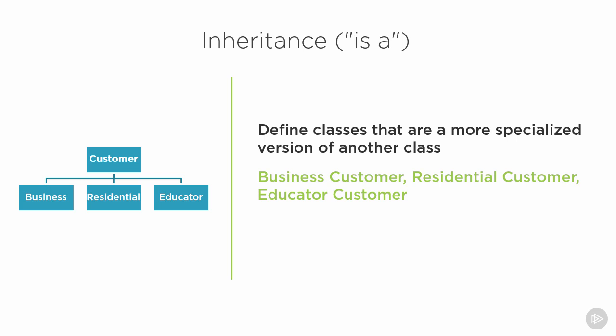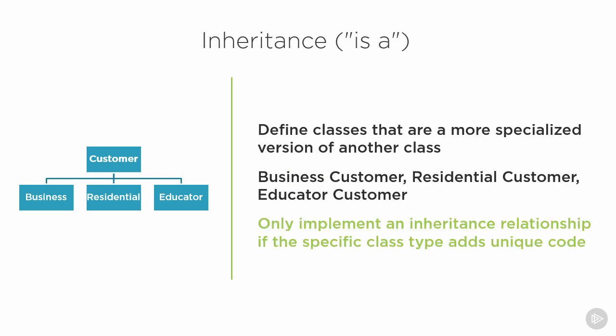This relationship is useful when understanding the business requirements, but only implement this relationship if the specific class type adds unique code. In this example, the derived types did not add any unique code, so we implemented the customer type as a simple type property in the customer class, instead of inherited classes.